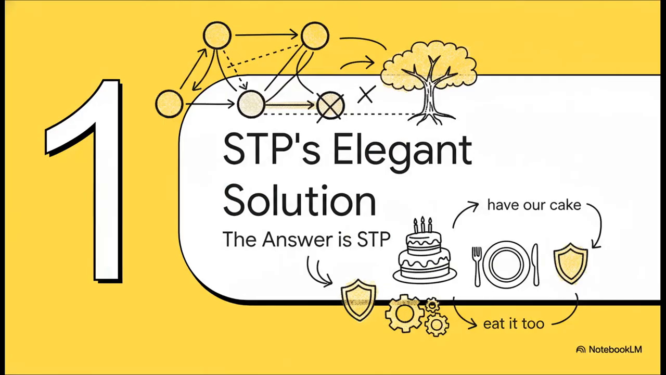Well, the answer, and it's a classic, is the Spanning Tree Protocol. You'll hear it called STP. This thing was invented for this one specific reason: to let us have all the backup cables we want without the catastrophic loops. It's how we get our redundancy without the risk.